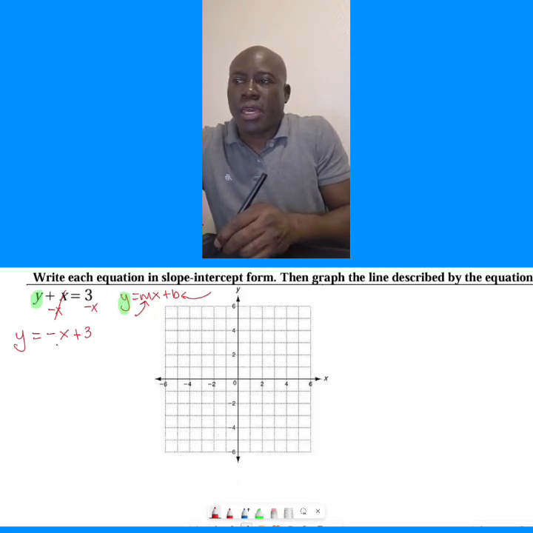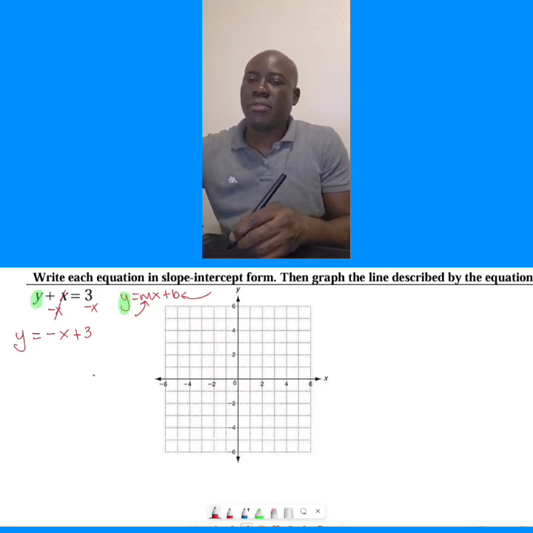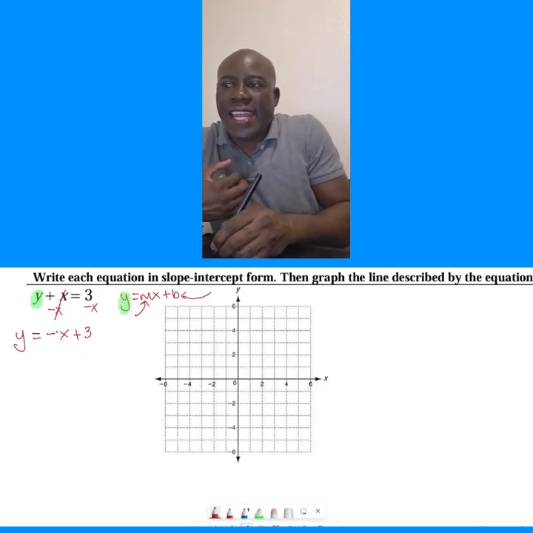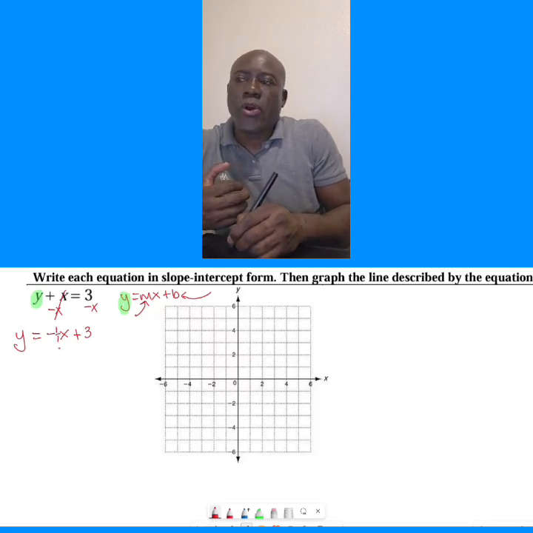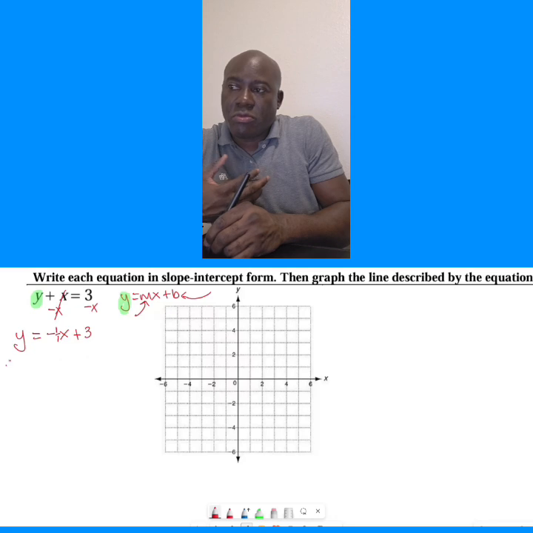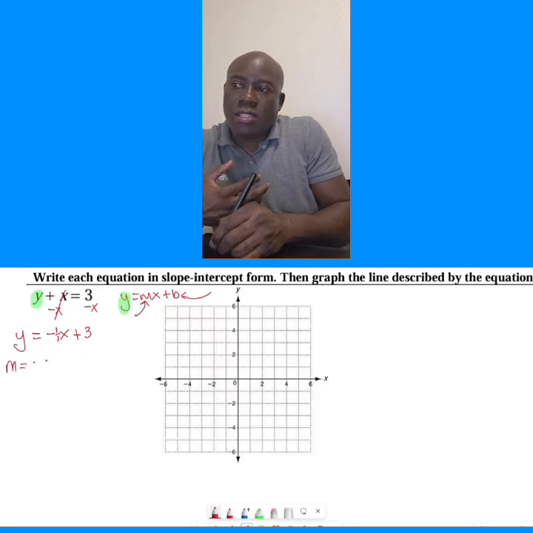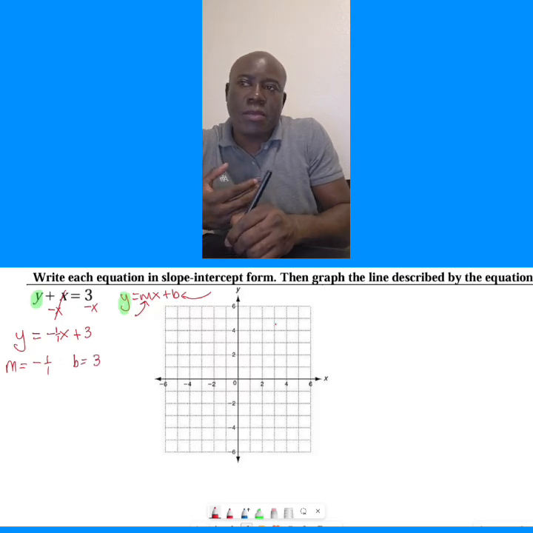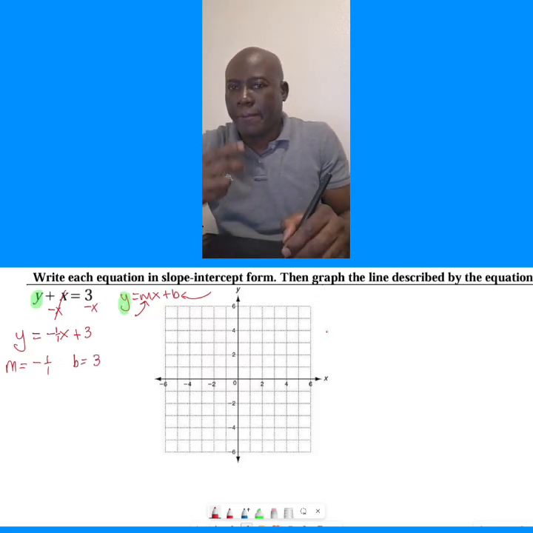Now, here is the thing. When we're thinking of the coefficient of this x, it's going to be -1, which means -1/1. So the slope, I'm going to call it m, is -1/1, and our b value, which is our y-intercept, is 3. So we want to graph this line.